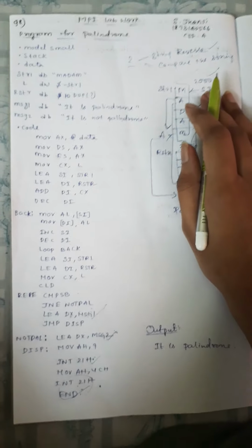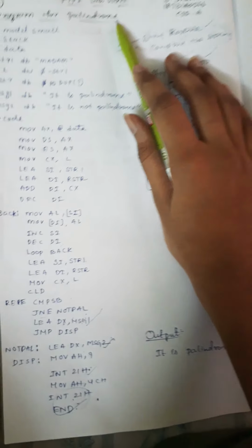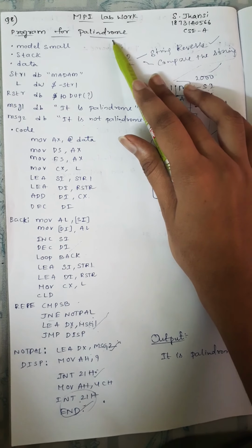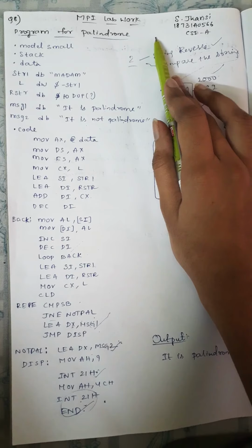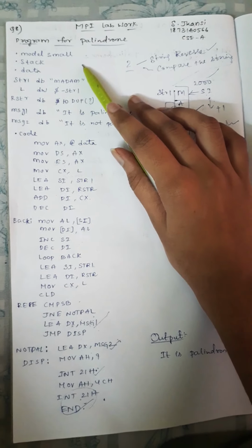Now I am going to explain the ALP program for palindrome. First of all, palindrome means that the forward and reverse of a string or a particular number is the same. For the ALP program, we write a program.